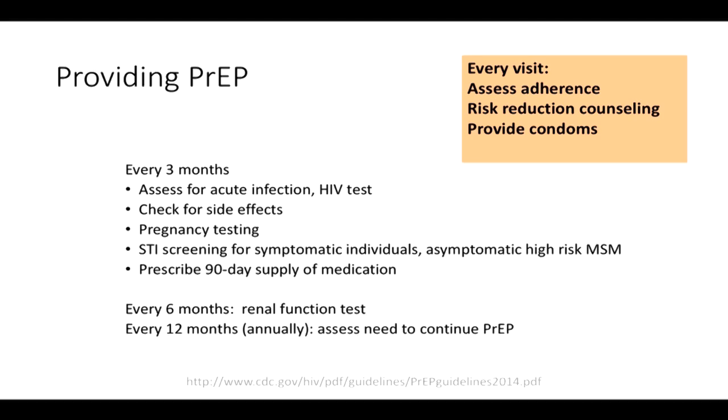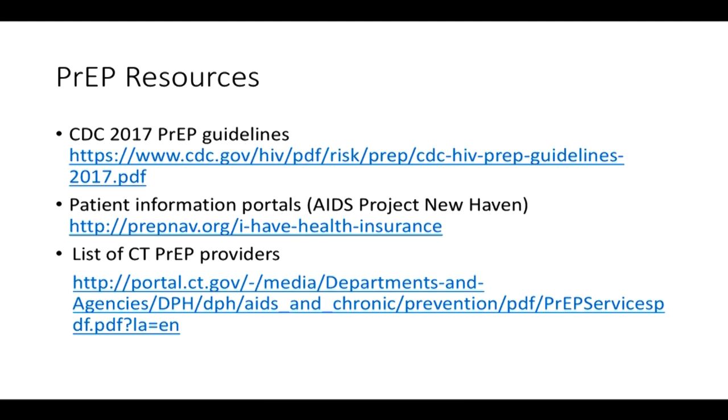At least every 6 months, creatinine clearance should be assessed, and also at least annually you want to assess the need to continue PrEP for these individuals, which means conducting a revised risk assessment.